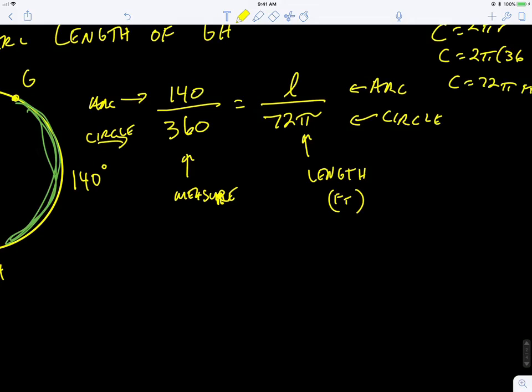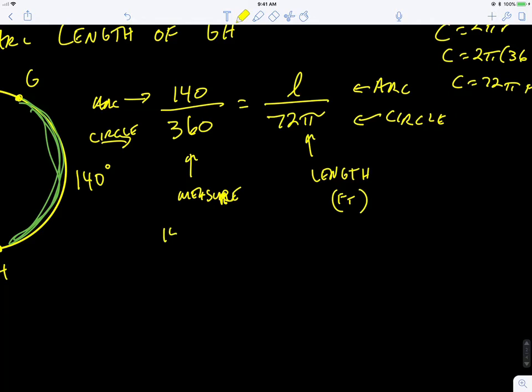So that's how I got the 72 pi. Remember, it's arc length over circumference. So I could reduce first, so that 140 over 360, I don't quite know how that reduces, but I could drop off a 0, so I'm too lazy to reduce that. I'll just reduce it all the way. I'll just stop there and say L over 72 pi.